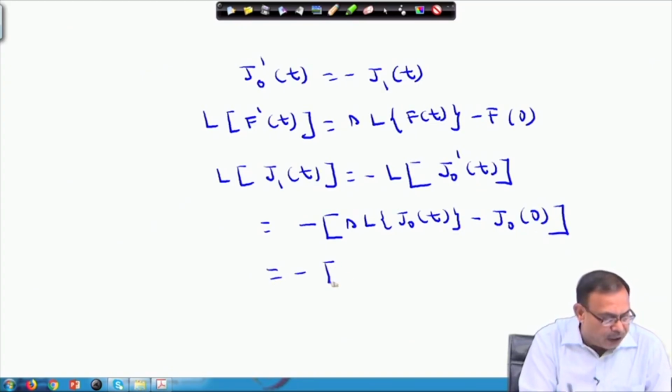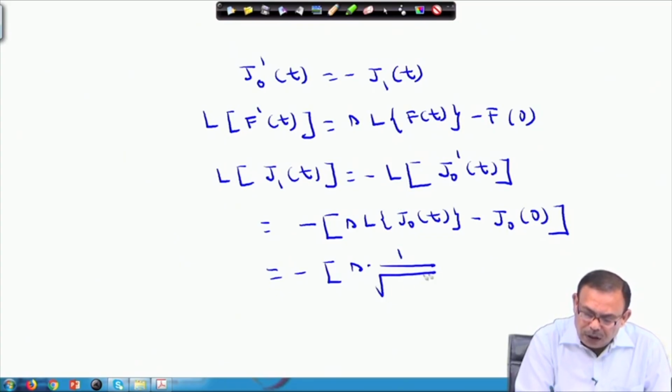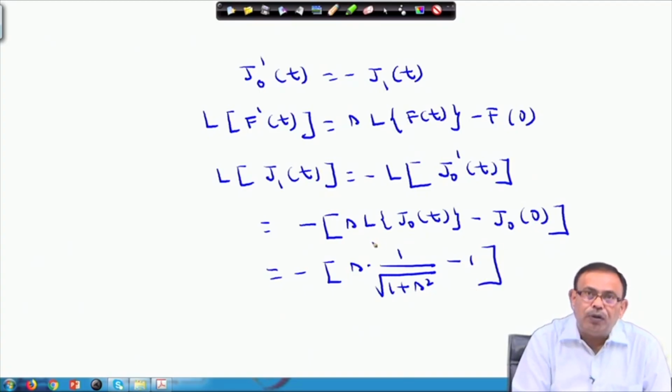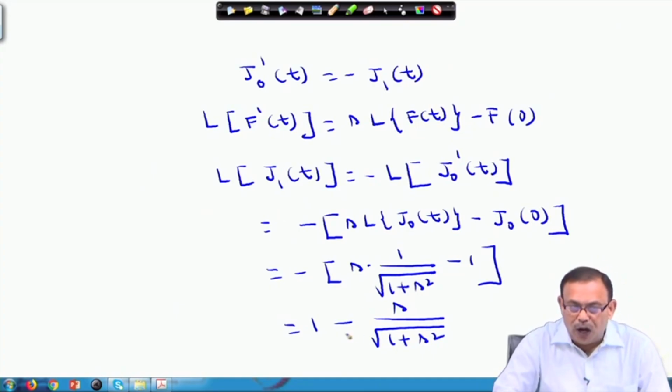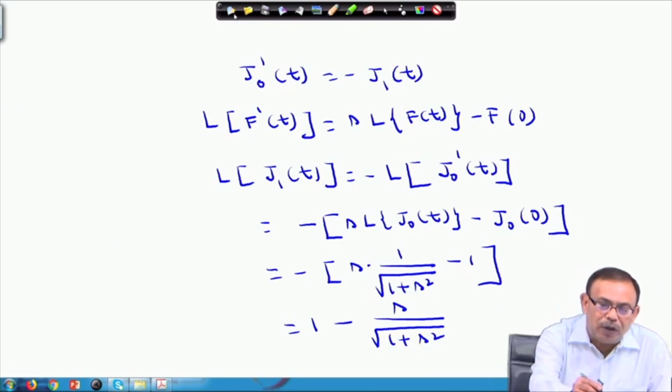So, this is equal to minus s into root over 1 plus s square minus 1. J 0 of 0 is 1, and we already know the Laplace transform of J 0 of t is 1 over root of 1 plus s square, so the value will be 1 minus s by root over 1 plus s square. Therefore, the Laplace transform of J 1 of t is 1 minus s by root over 1 plus s square. Next, we have to find the Laplace transform of t J 1 of t.